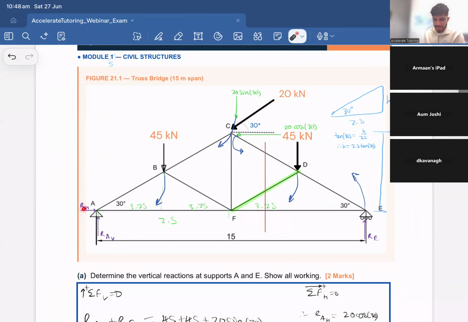So if we look at the left, we have 1, 2, 3, 4, 5 on the left-hand side. On the right-hand side, we just have 1 and 2. So significantly less forces. It makes your life a lot easier.